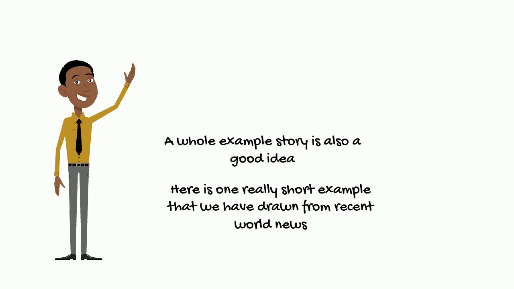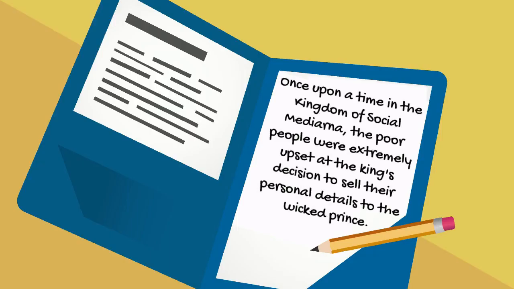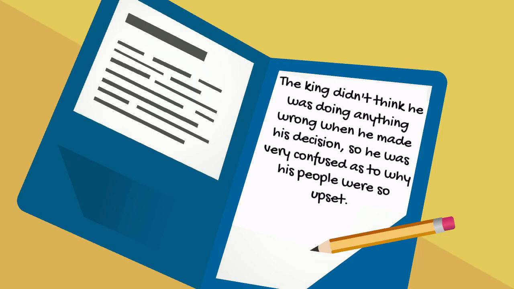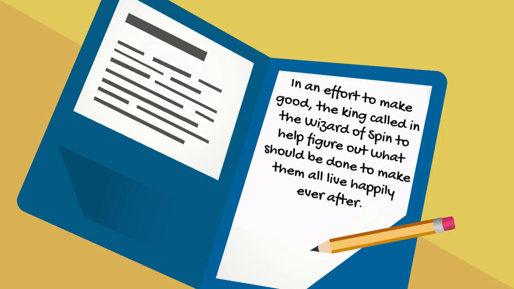Here's one really short example that we have drawn from recent world news. Once upon a time, in the kingdom of Social Mediana, the poor people were extremely upset at the king's decision to sell their personal details to the wicked prince. The king didn't think he was doing anything wrong when he made his decision, so he was very confused as to why his people were so upset. In an effort to make good, the king called in the Wizard of Spin to help figure out what should be done to make them all live happily ever after.